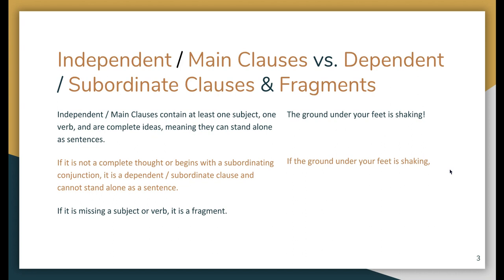Finally, if the sentence is missing either a subject or a verb, it's a fragment. For example, the shaking ground under your feet. In this case, we don't have a verb. We have a subject, the ground. Shaking is describing the ground here, so it's acting as an adjective. And under your feet is a prepositional phrase, so it doesn't meet the requirements for either a dependent or independent clause.